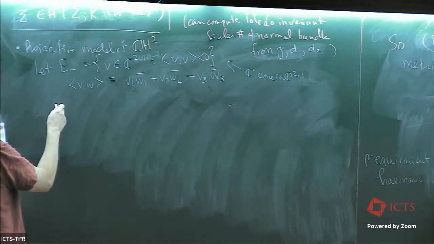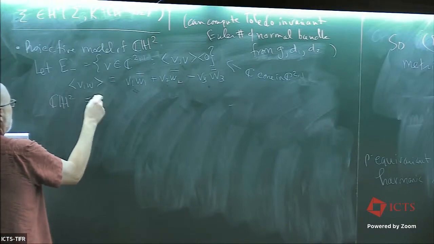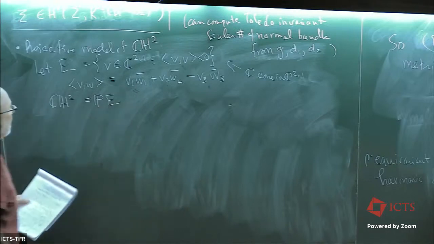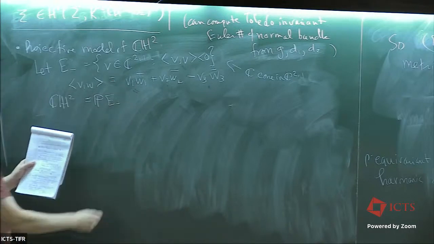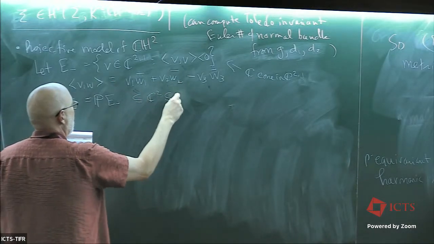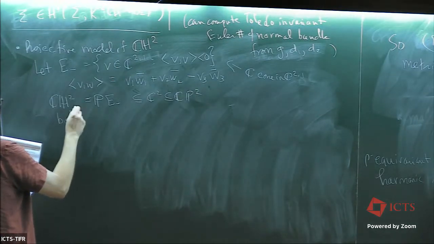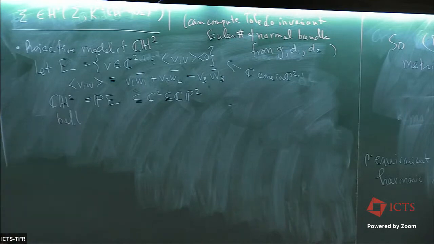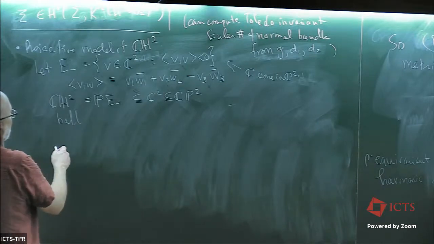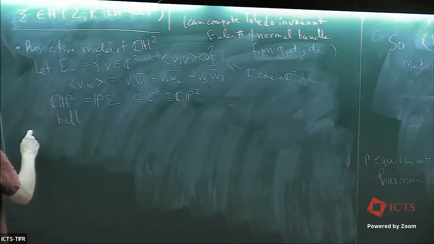And then we can define CH2. You project E minus, and so this is going to be inside of a C2 inside of a CP2. And so this is going to be the standard model. This is the unit ball in C2. Okay. All right. So that's the projective model.